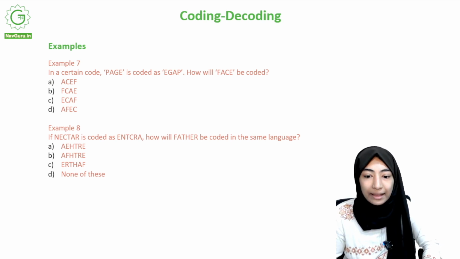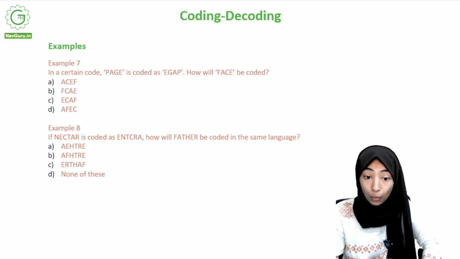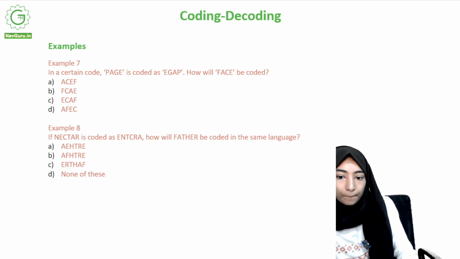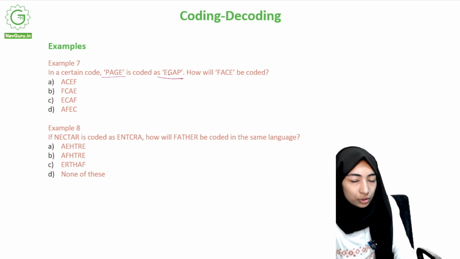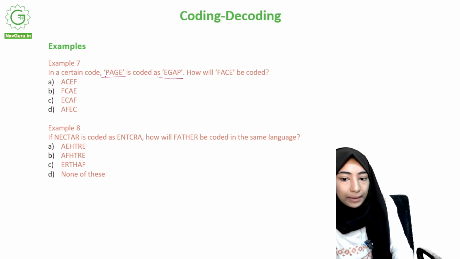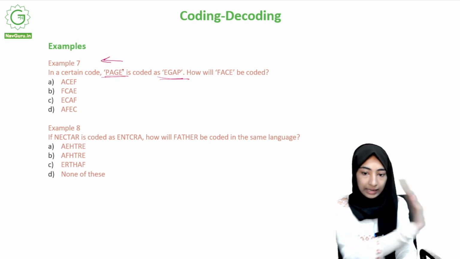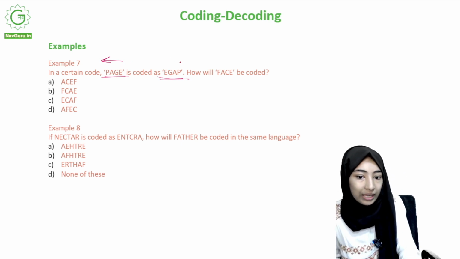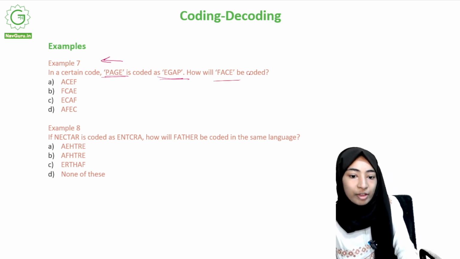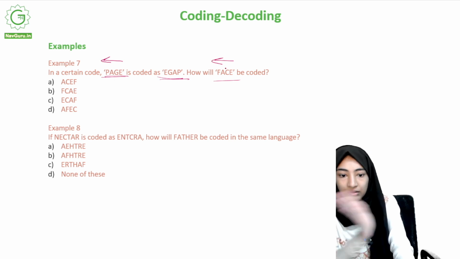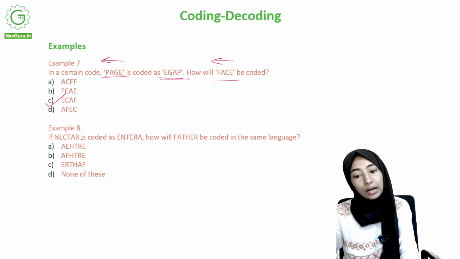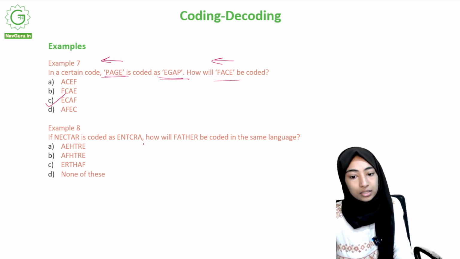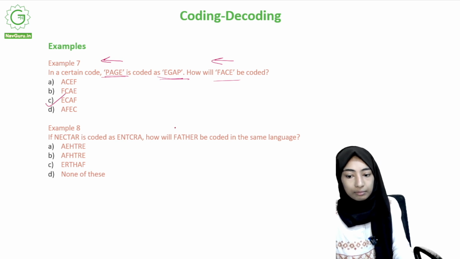In a certain code, page is coded as EGAP, how will face be coded? Okay. So here, before we get into the code, just look at whatever you have. Do you see some kind of similarity? Page, EGAP, isn't this the reverse? If you read page from right to left, what do you get? You get EGAP, right? Very simple. Face, read reversely, you will get ESAF. You're done.